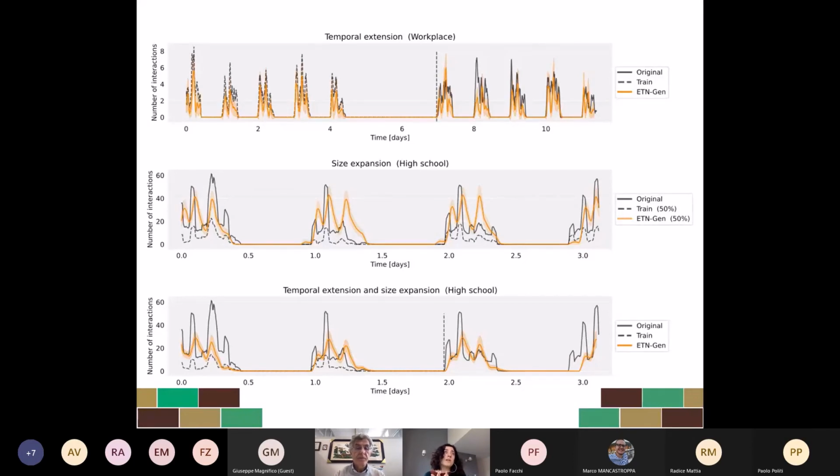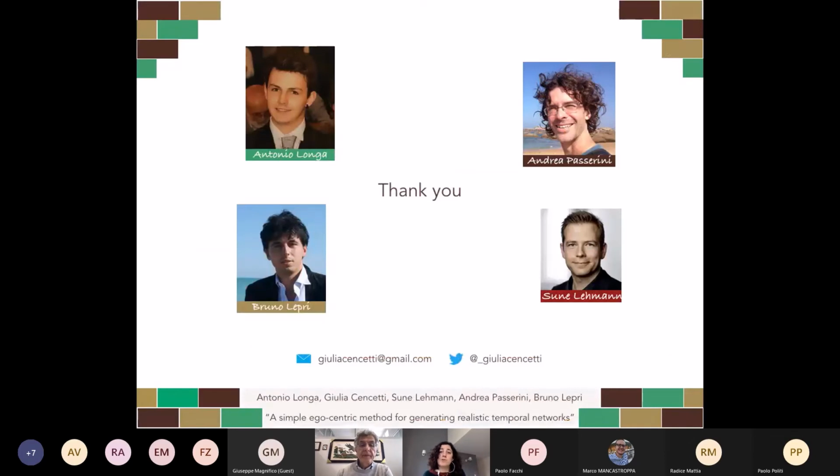So in conclusion, we are able to generate a temporal network which is similar to the original one, just using as information the decomposition of the original network in egocentric temporal neighborhoods. In my presentation, I only showed examples of social interaction datasets, but I wanted to say that the method is general and it can be applied to any temporal network. And so thank you for the attention, and I also want to thank my collaborators for this project.